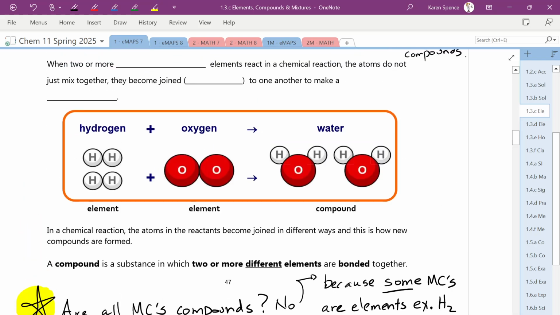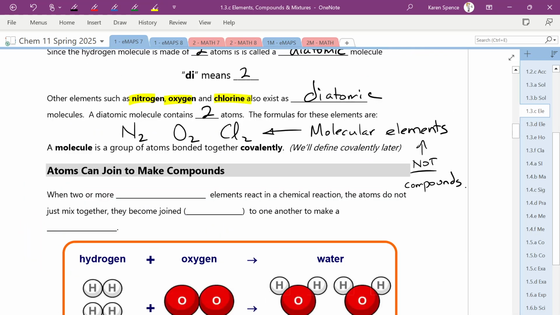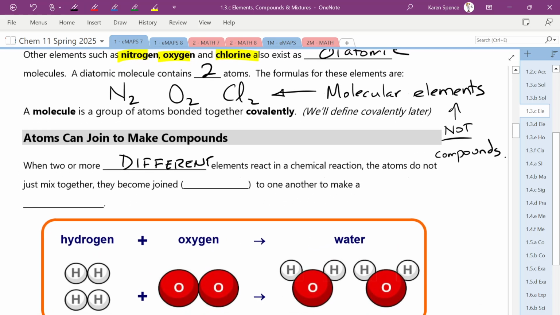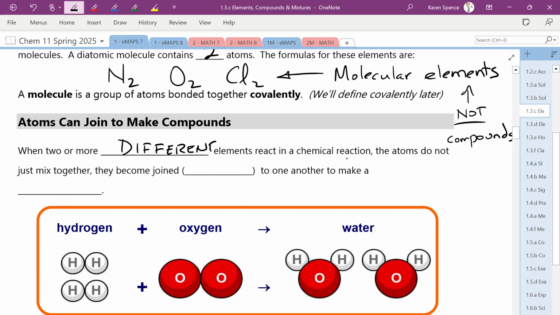So just backing up for a moment here, when two or more different elements react in a chemical reaction, the atoms do not just mix together. If we have a reaction, they become joined. What's the word we use for joined in chemistry? Bonded. And they become bonded with one another to make a compound.